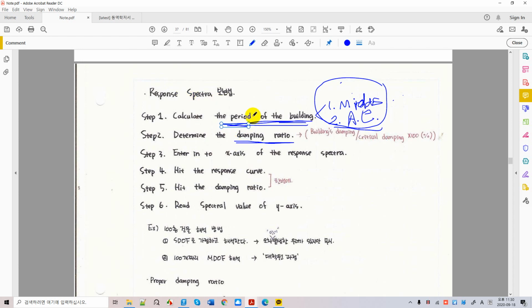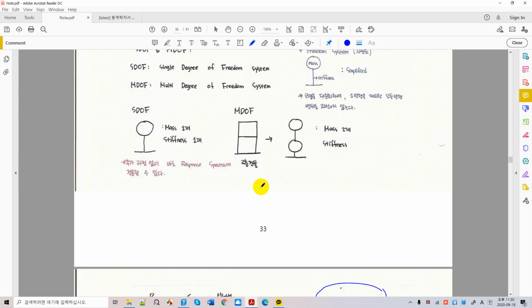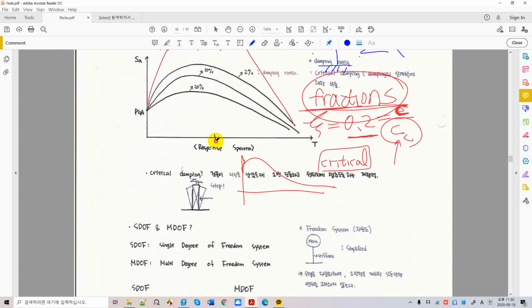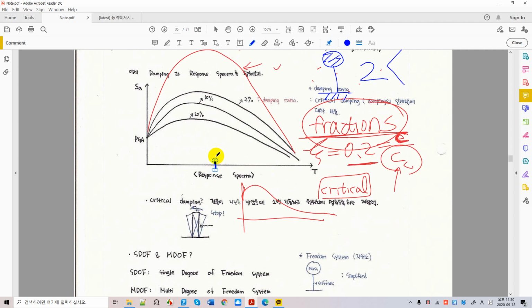In the third step, you have to enter the x-axis. What does the x-axis represent? The x-axis represents the building period, right? So you get started with the x-axis using the period of the building, which is calculated in step 1. Now you're going to hit the response curve. Let's say, for example, you go to 2 seconds here. Then you go all the way up and you hit the response curve.